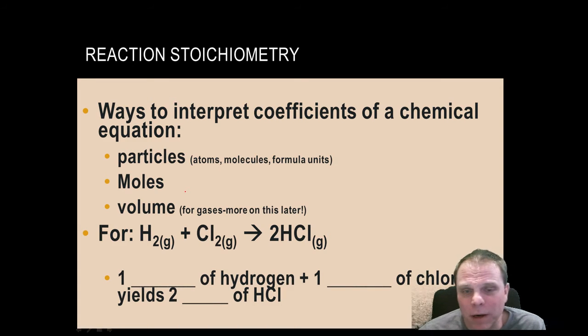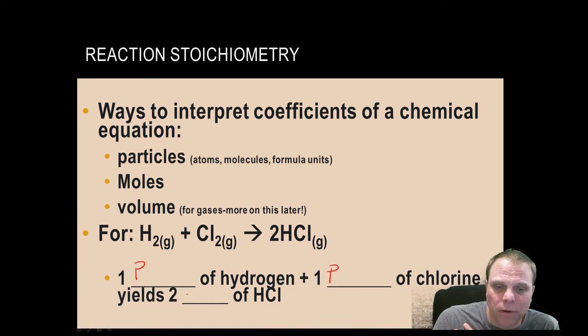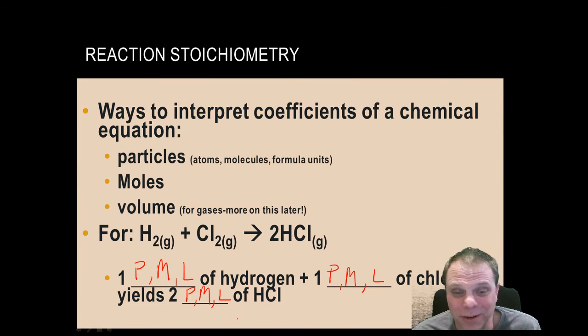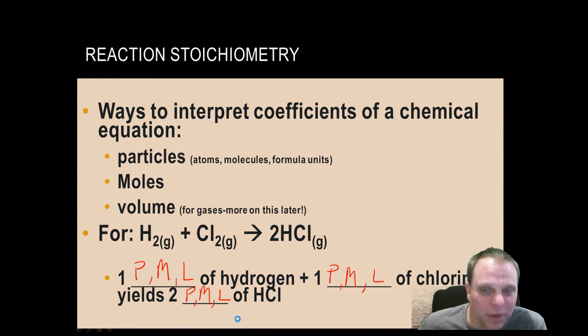So if we had this sentence, we wanted to fill in these blanks, we could fill in the blanks with any of these things, right? We could put particles in each one of these. One particle of hydrogen plus one particle of chlorine gives you 2 particles of hydrogen chloride or hydrochloric acid. Then you could also throw in moles, right? 1 mole of hydrogen plus 1 mole of chlorine gives you 2 moles of hydrochloric acid. Or you could throw in the volume. We could say 1 liter of hydrogen plus 1 liter of chlorine yields 2 liters of hydrochloric acid. So this is the way you would be able to do this. You can substitute any of those in there.